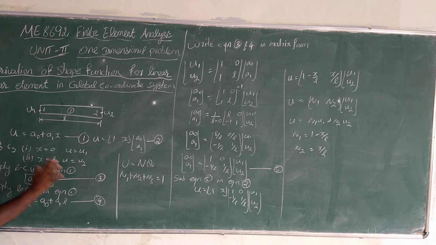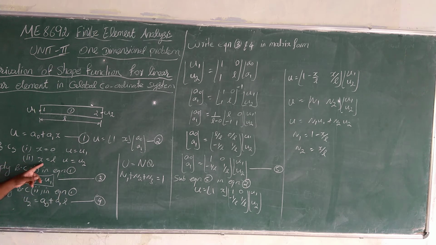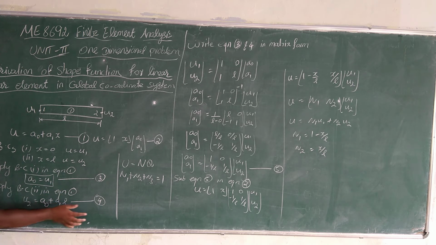Apply boundary condition 1 in equation 1. So here x equal to 0, therefore put x equal to 0 in equation 1, and u equal to u1, so a0 equal to u1. Therefore u equal to a0. This is equation 3. And apply boundary condition 2 in equation 1. Boundary condition 2 is x equal to L, u equal to u2. Therefore u2 equal to a0 plus a1 L. That is equation 4.